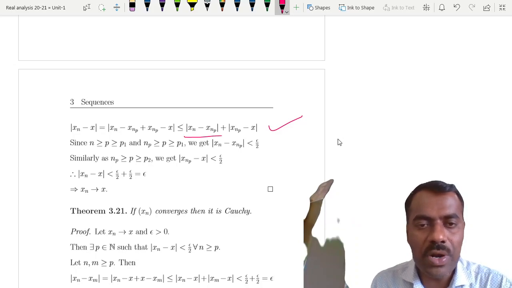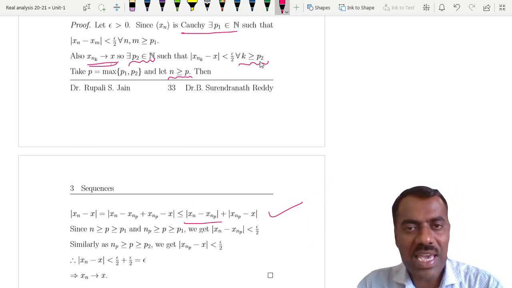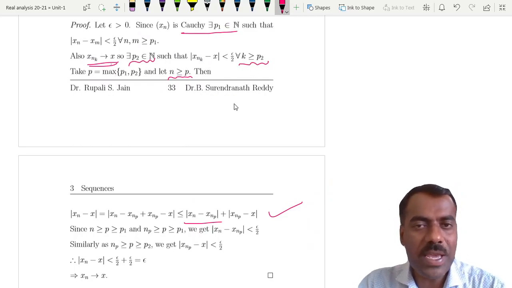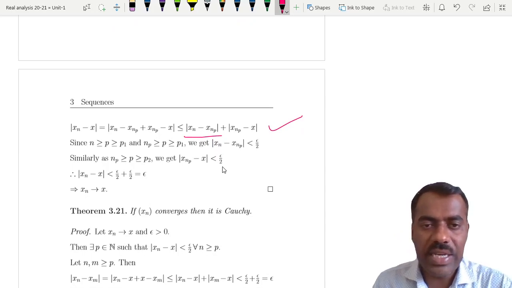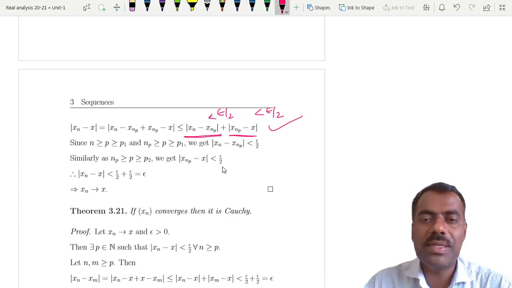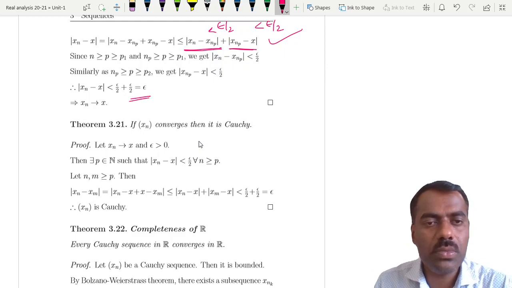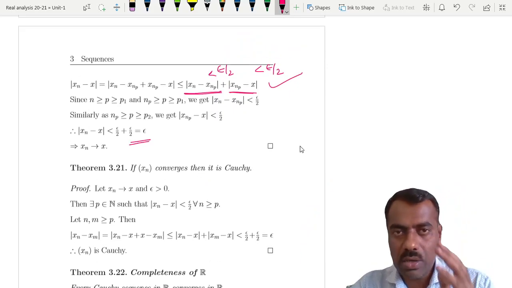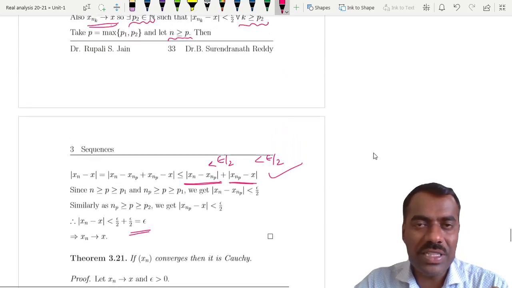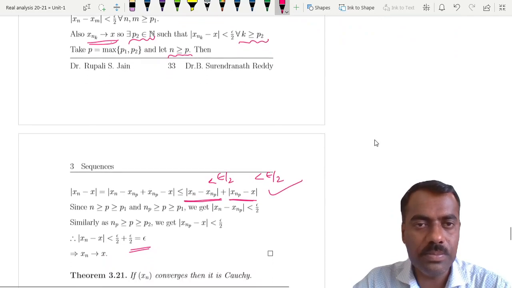Now you can check that mod xn minus x_{n_p}, because of this subsequence convergence, because k is greater than or equal to P2 and n_p is bigger than P, right? So what you get here is this is less than epsilon by 2, and this also you get less than epsilon by 2. This follows from the Cauchy sequence, and this follows from the convergent subsequence definition. So you get that this is less than epsilon. So if it is a Cauchy sequence and you have a subsequence converging to some point, then the original sequence also converges to the same point, right?